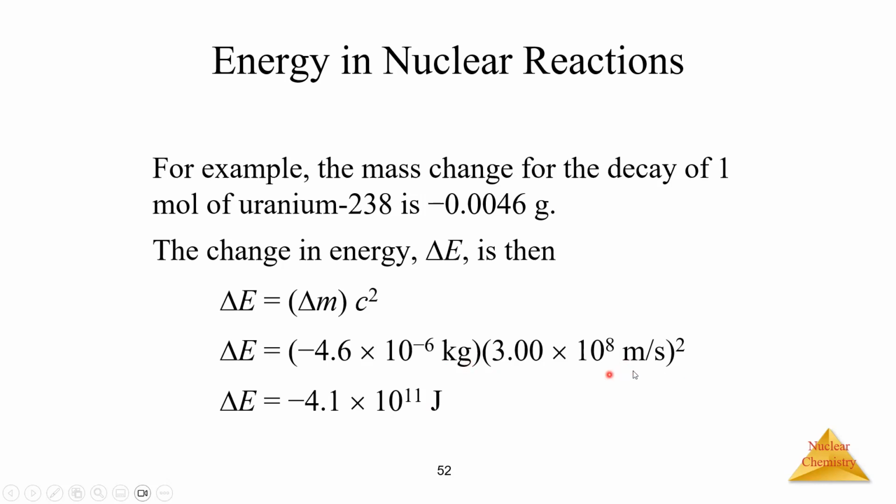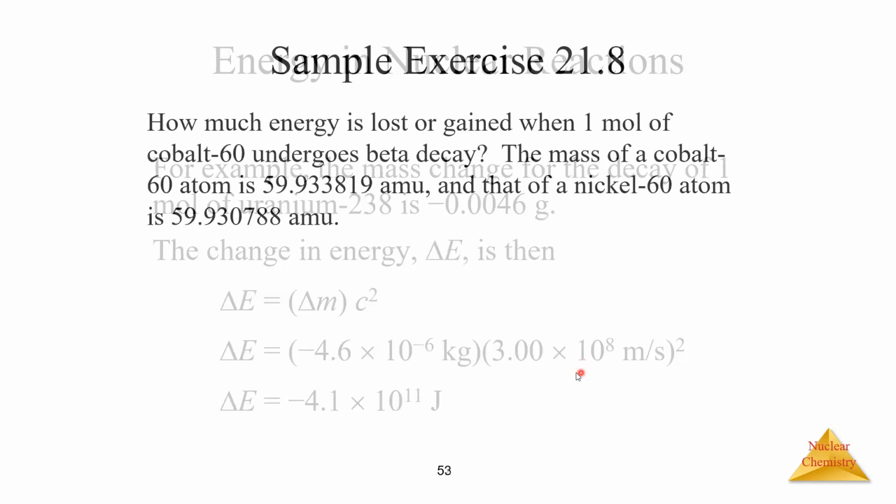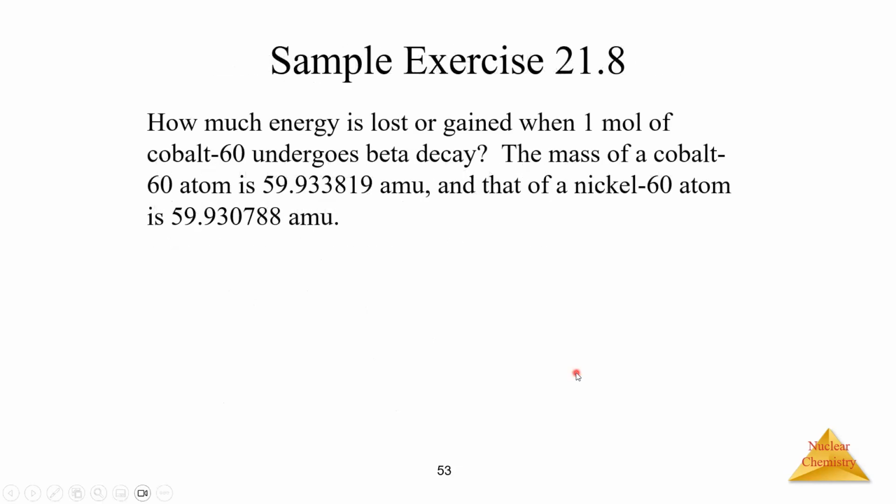But because the speed of light is so large and we're squaring that value, even though we've got a very small mass here, it's associated with a tremendous energy change. And this, again, is the basis for nuclear reactors in nuclear energy, and for the massive power of nuclear weapons as well.